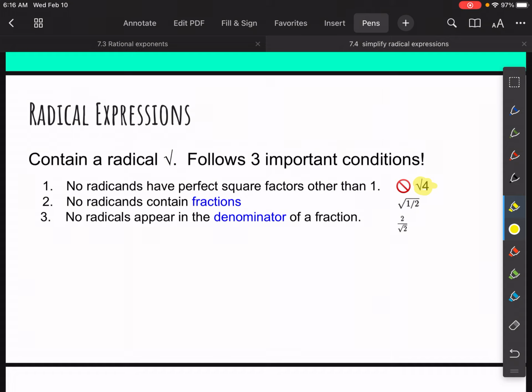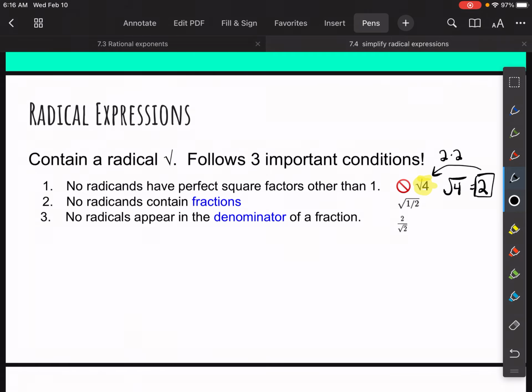So I can't leave something like the square root of 4 in that form, because when I take the square root of 4, that's a perfect square, right? Because 2 times 2 gives me that 4. I can reduce that to 2. So I would want to write it as 2, not as the square root of 4.